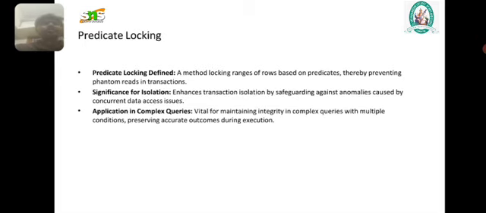Next is predicate locking. The predicate locking method locks a range of rows based on predicates, thereby preventing phantom reads in transactions. Its significance for isolation is safeguarding against anomalies caused by concurrent data access issues. In application to complex queries, it is vital for maintaining integrity in complex queries with multiple conditions, preserving accurate outcomes during execution.